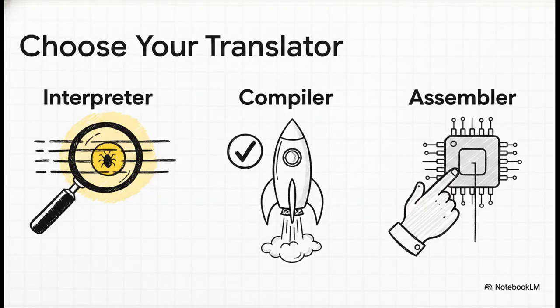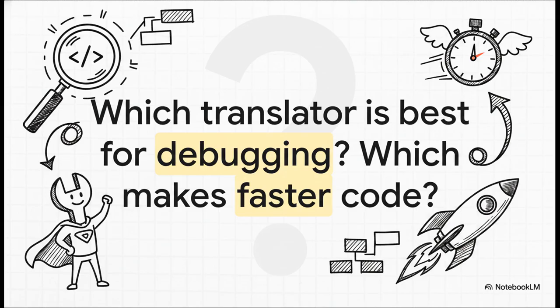So when do you use which one? It's all about what you're trying to do. If you're testing, debugging, just trying to get things working, you want an interpreter for that instant feedback. But when you're ready for the final release and you need that application to be as fast as possible, that's a job for a compiler. And if you're doing some hardcore programming that needs to control the hardware directly, that's when you'll reach for an assembler.